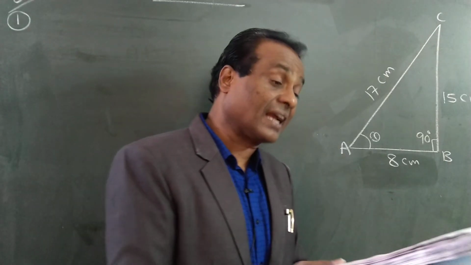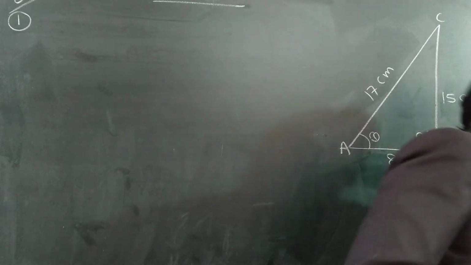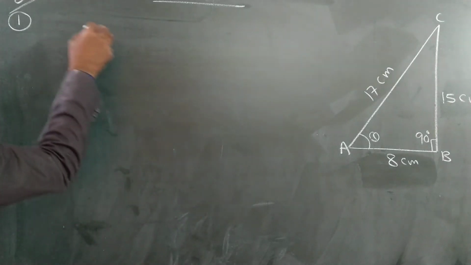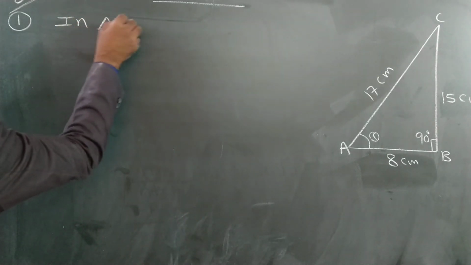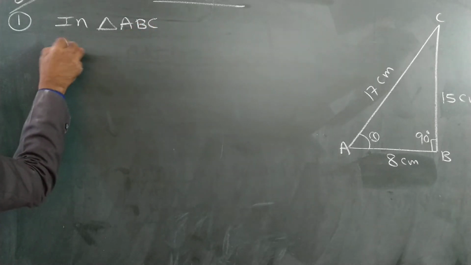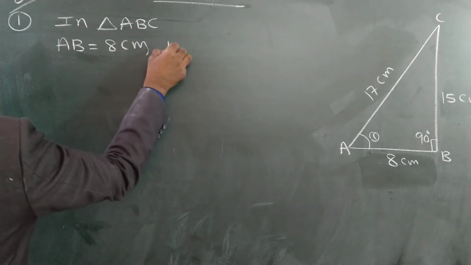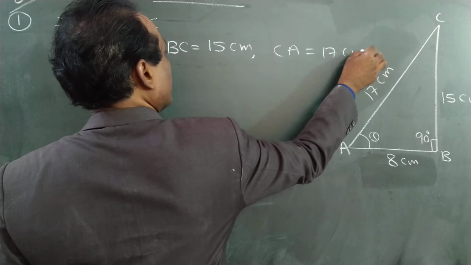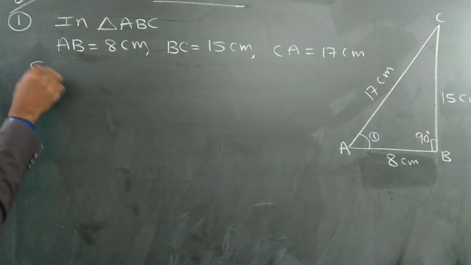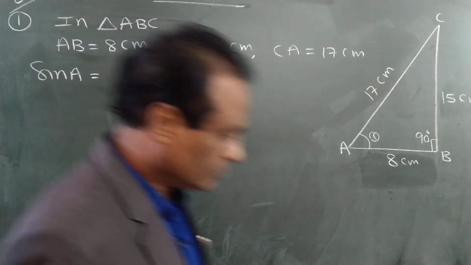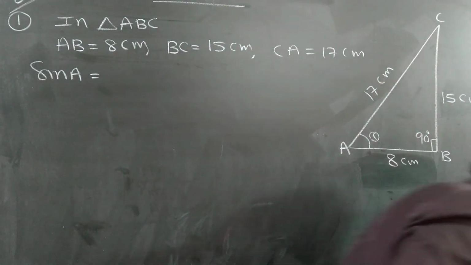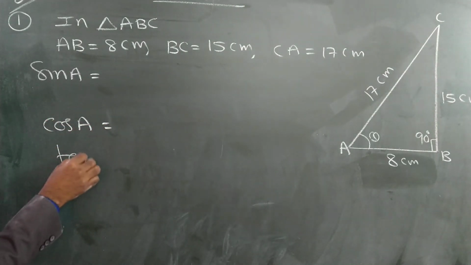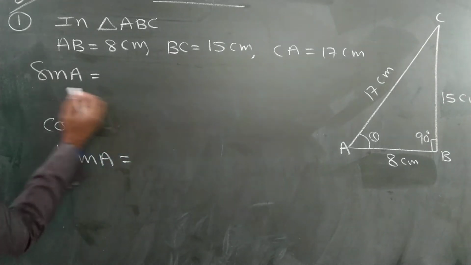Then find out sin A, cos A, tan A. See, in triangle ABC, AB is equal to 8, BC is equal to 15, CA is equal to 17. That is given. So we are asked to find sin A, cos A, tan A. We are asked to find these three.